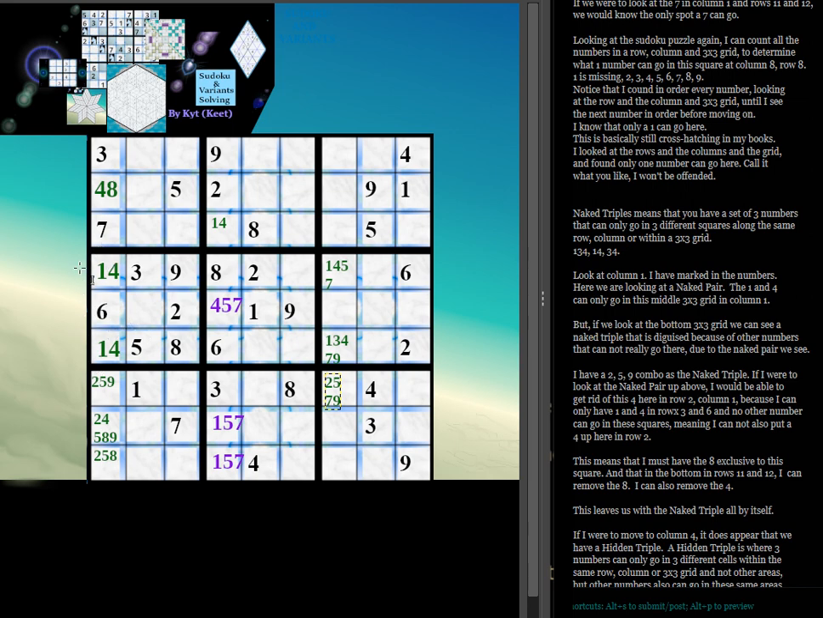But if you look at the bottom 3x3 grid, we can see a naked triple that is disguised because of the other numbers that cannot really go there due to the naked pair we see. We have a 2, 5, 9 combo as the naked triple. If I were to look at the naked pair above, I would be able to get rid of this 4 in row 2.